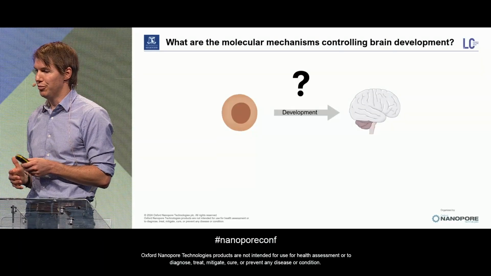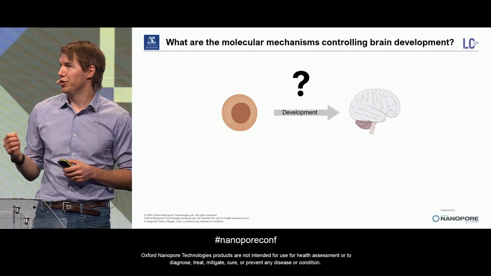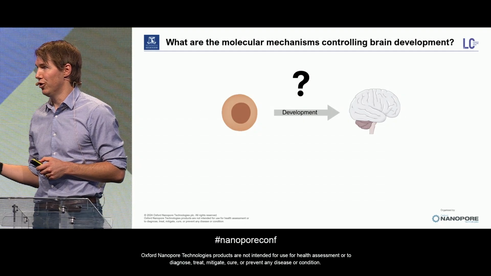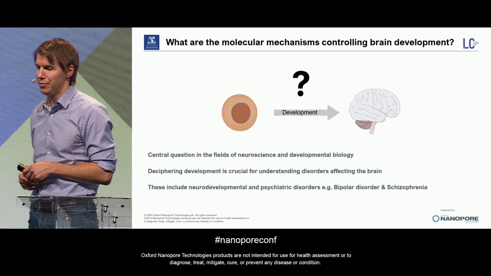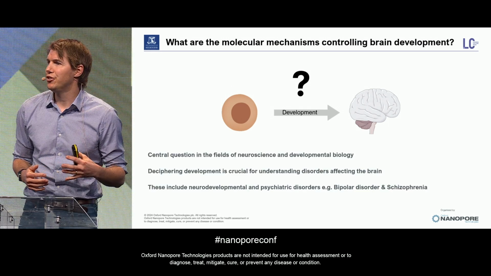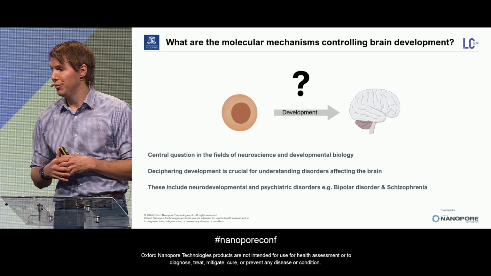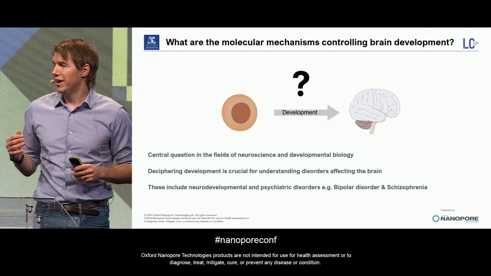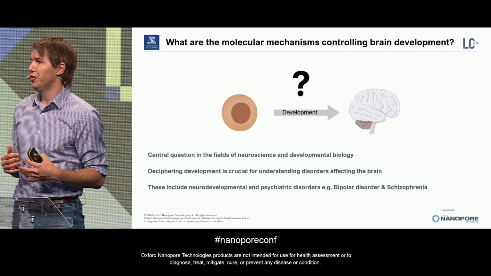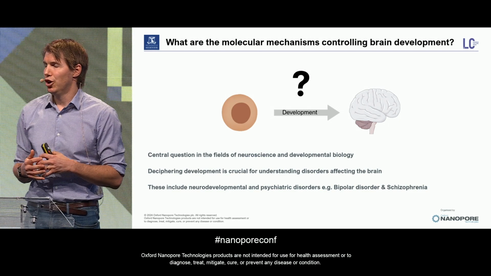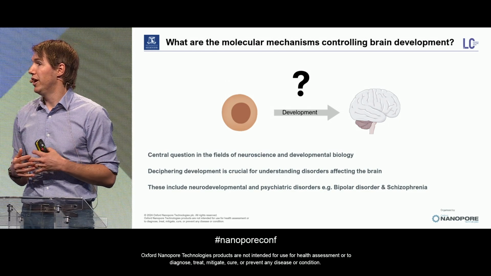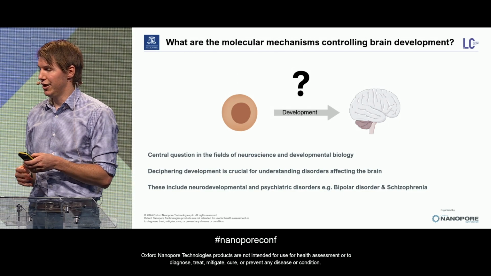A key area of interest for our lab is trying to understand the molecular mechanisms that are involved in brain development. How does an organism go from an embryo or a zygote to actually form a structure or organ as complex as the brain? This is really quite a central question in both neuroscience and in developmental biology. And trying to understand how brain development occurs is important in itself, but it's also really important for understanding what is going wrong in both our neurodevelopmental and neuropsychiatric disorders.